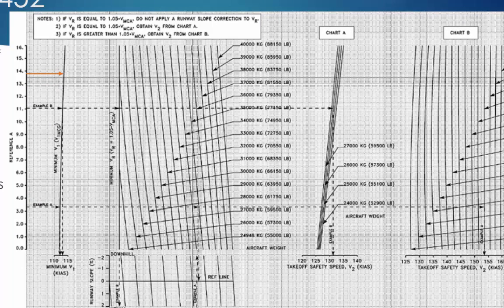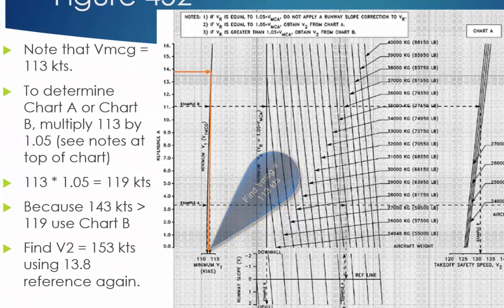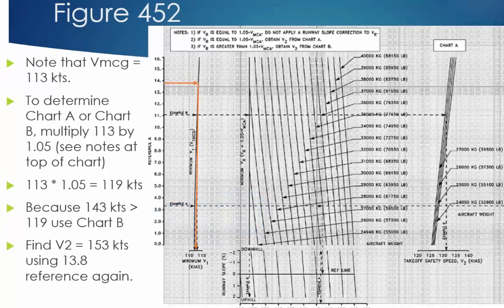Entering our chart from reference A of 13.8, we draw a line straight over to that reference line for V1, and straight down from there we can find that VMCG is 113 knots. So 113 knots, then multiplying by 1.05 per the notes on the chart, that gives us 119 knots. From before, VR was 143 knots, and so we notice that VR is greater than 119. That means we're going to use chart Bravo.